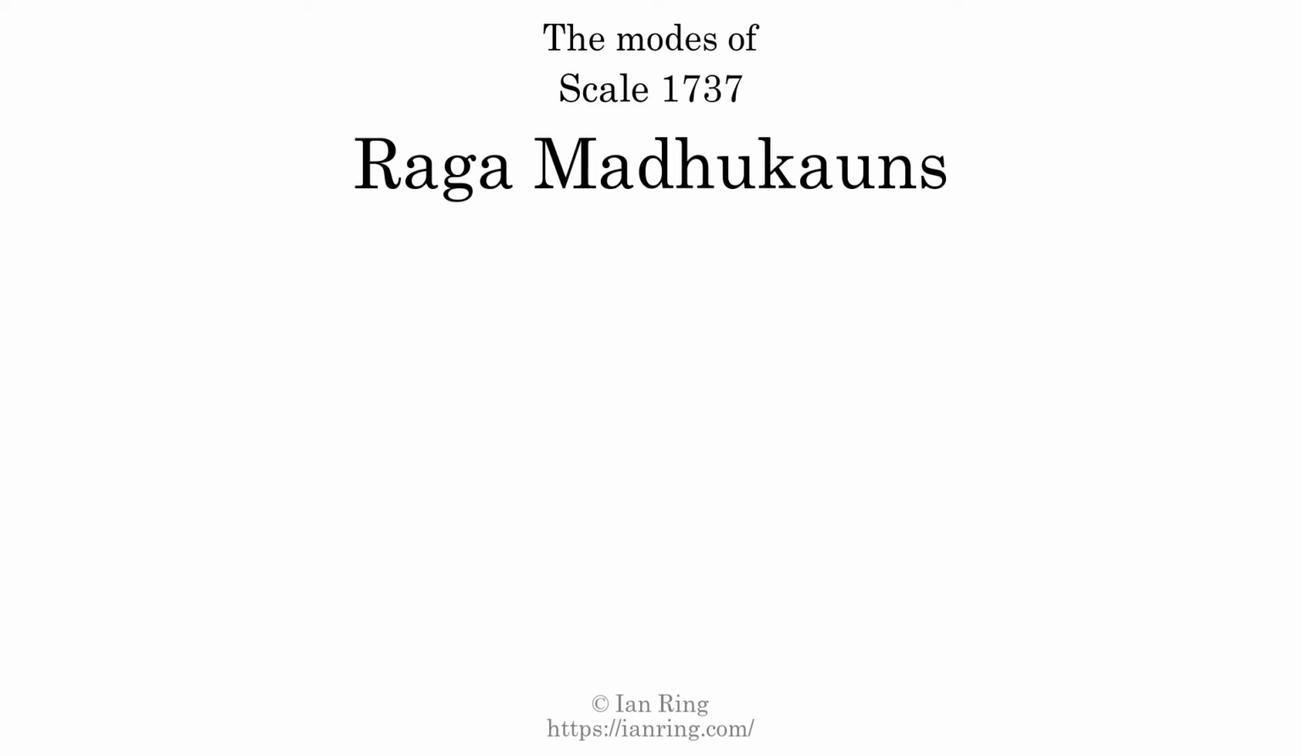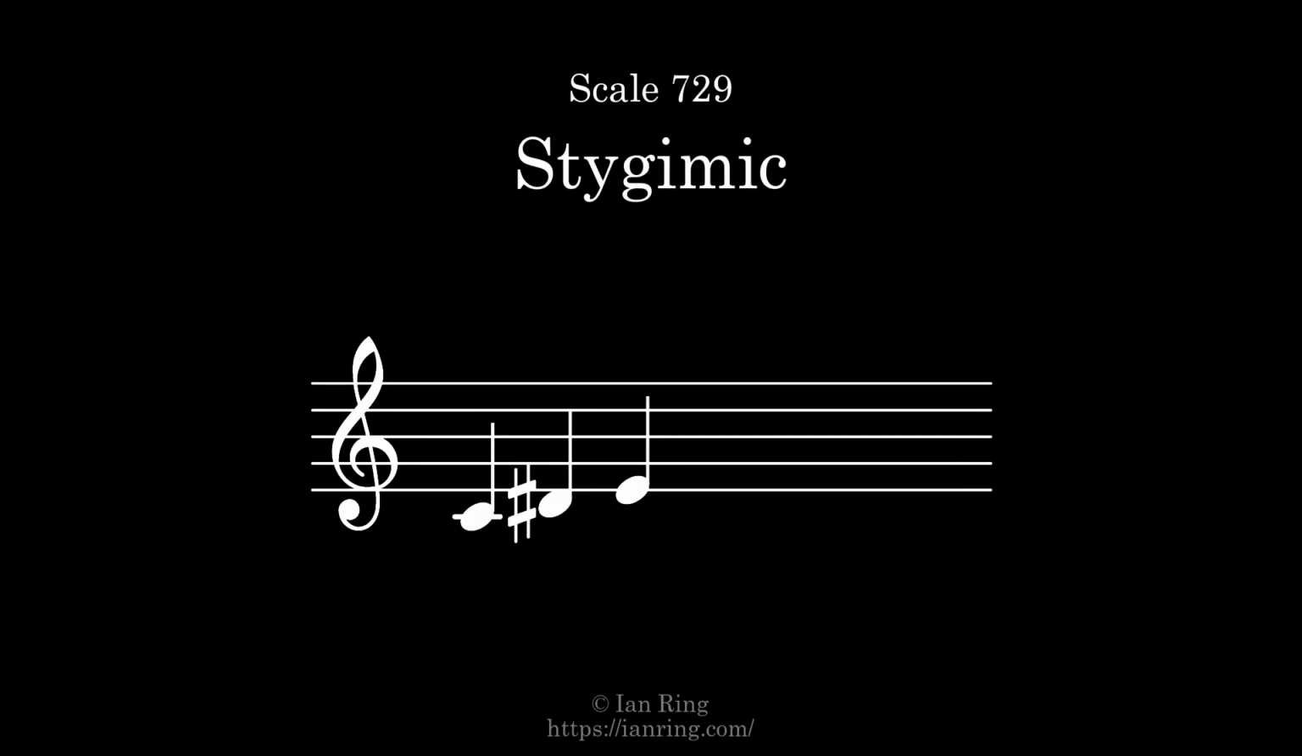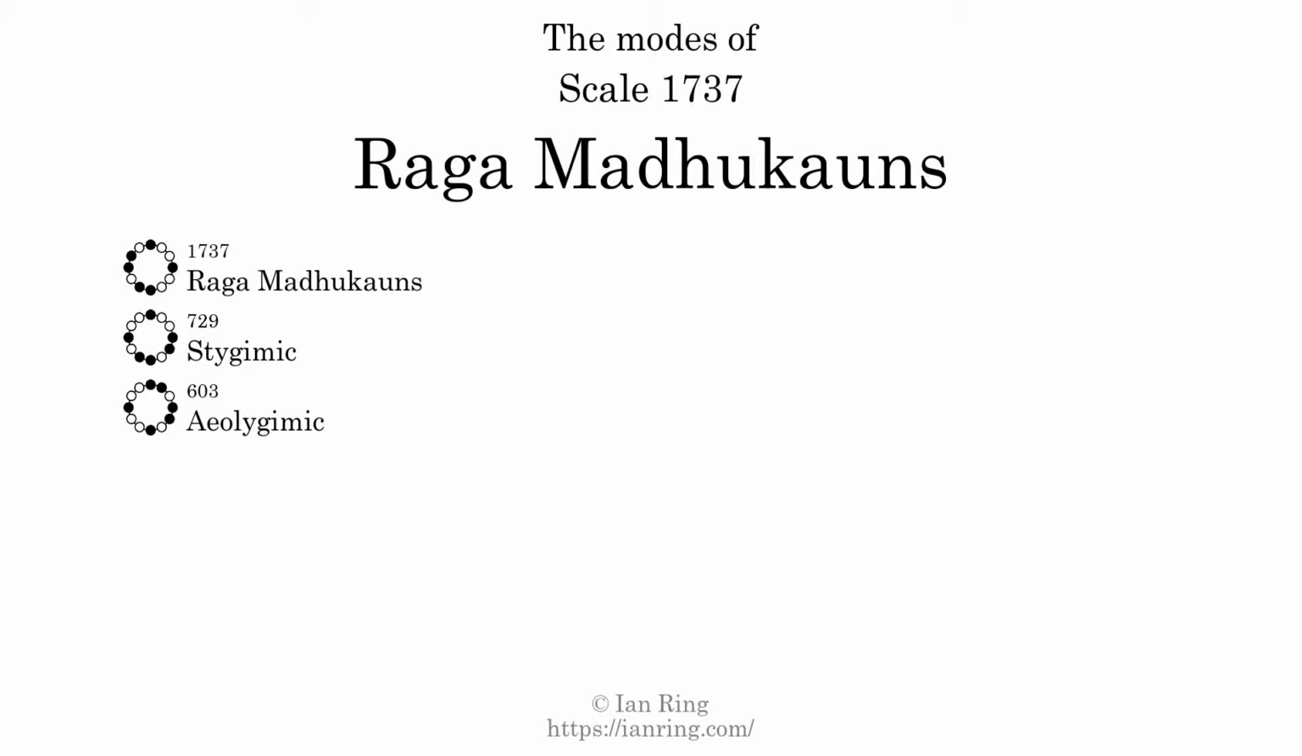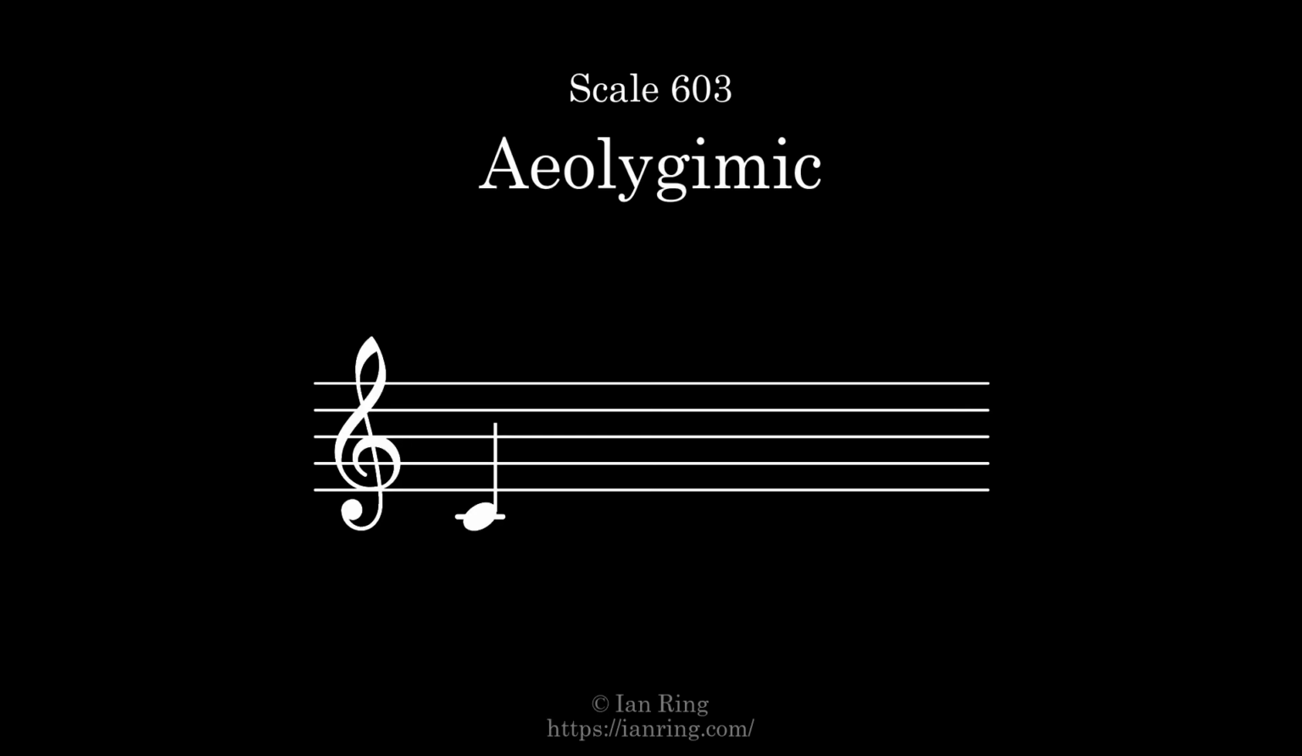This scale has 6 modes. The first mode is itself. The second mode is scale 729, also known as stygiamic. It sounds like this. The third mode is scale 603, also known as eulogiamic. It sounds like this.